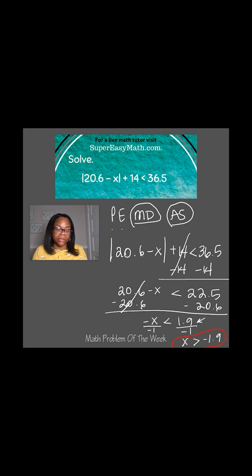If you plugged in a number that was smaller than -1.9, like let's say -10, then you would get a final statement that was not true.